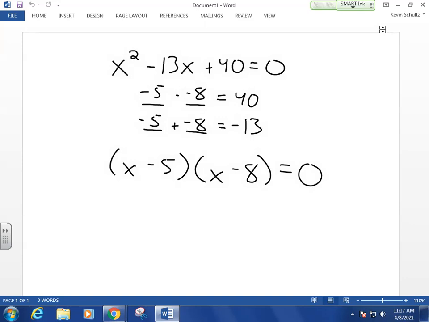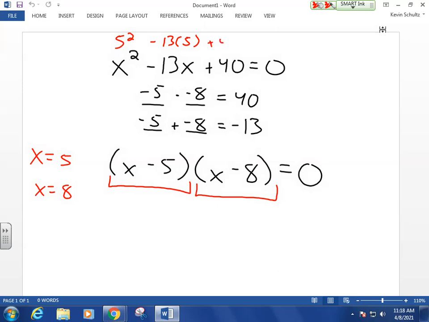Next step is to solve for the variable. What values for x make this equation true? Gabby? X equals 5 and x equals 8, right? What value for x makes this set of parentheses equal to 0? Positive 5. What value makes this set of parentheses equal to 0? Positive 8. If you want to check these, plug in 5 for x, and you're plugging 5 in for both x's.